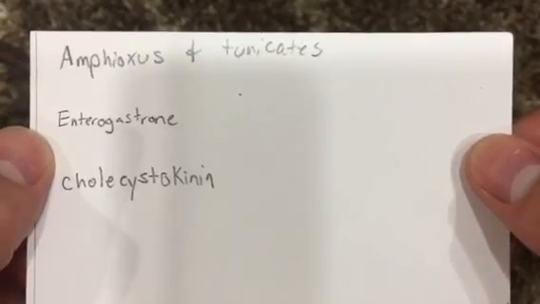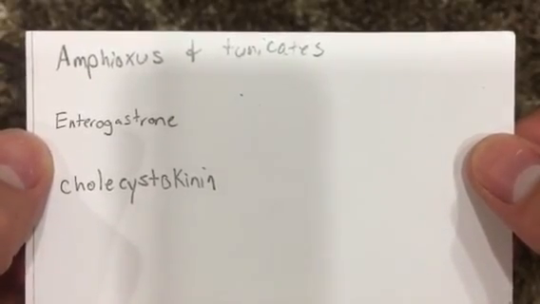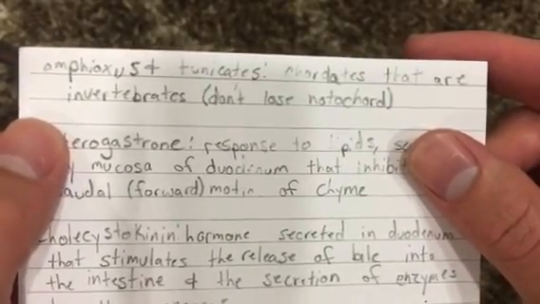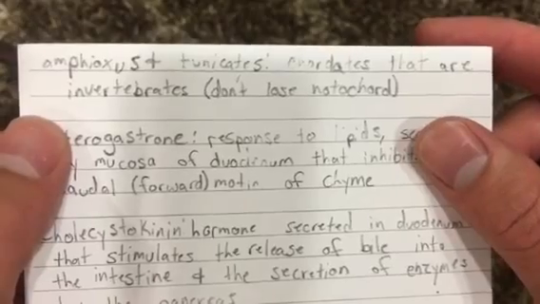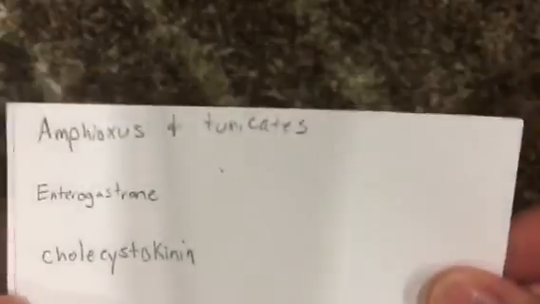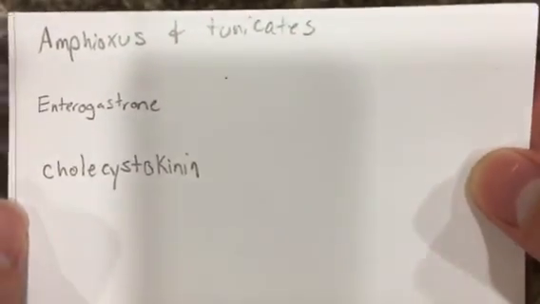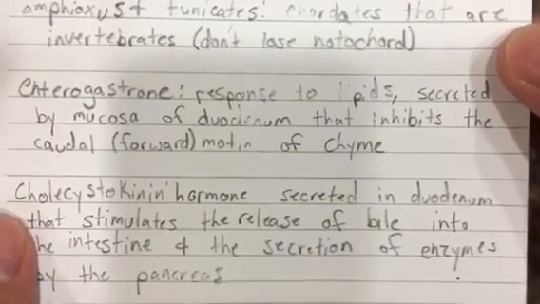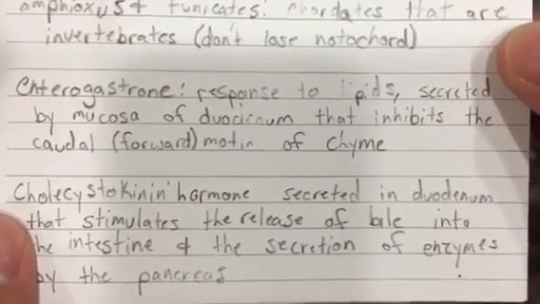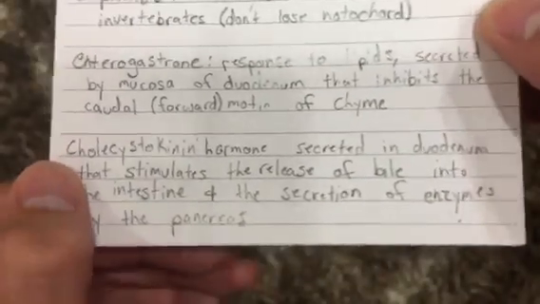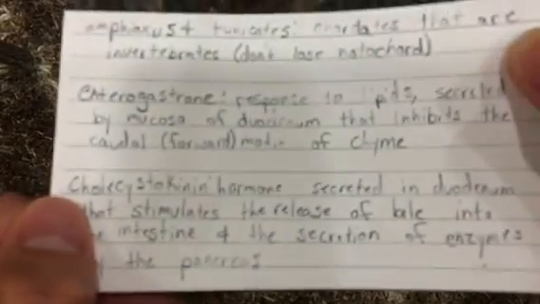Amphioxus and tunicates. Chordates that are invertebrates. Don't lose notochord. Okay, how about enterogastrone? Enterogastrone responds to lipids secreted by mucosa of duodenum and inhibits the caudal forward motion of chyme, I think.